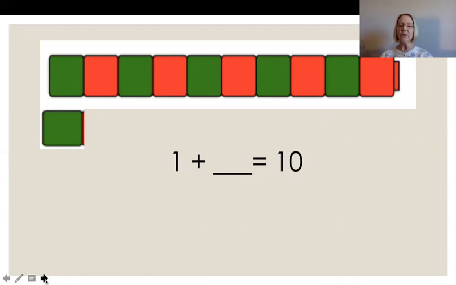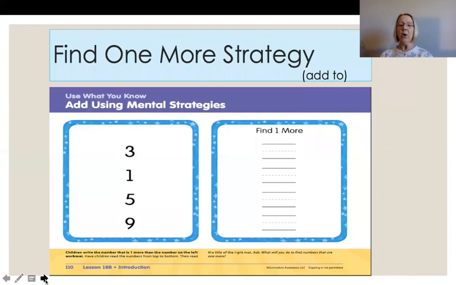9, that is correct. All right, so there is a strategy we can use to find out one more than a particular number. So we can find one more or add 1. So let's look at these numbers.